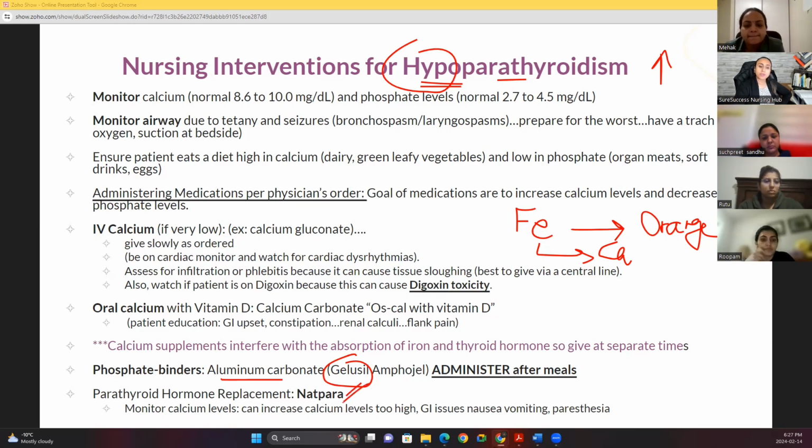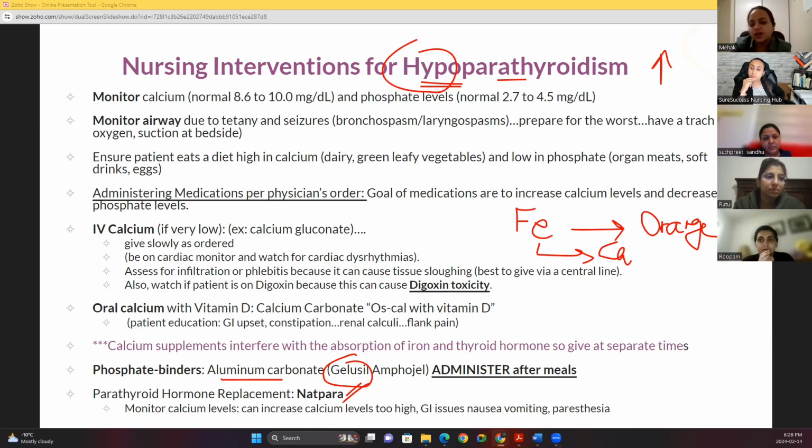We call it NATPara. And if you're giving the artificial parathyroid hormones, always make sure, because the more dose you give, the patient can have hyperparathyroidism. Got it? So always keep that. So yes, Mehak, what is your question?